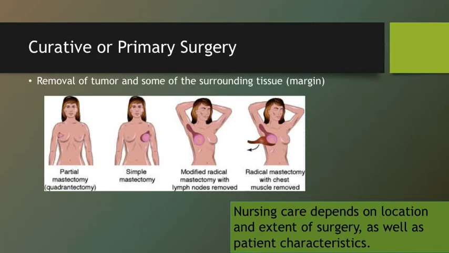They don't take any lymph nodes out. Then you can have the modified radical where they take the lymph nodes out into the arm. This is when you start having problems with lymphedema. And then a radical mastectomy is where they actually take out the chest wall muscle there, and it comes out concave when it heals.